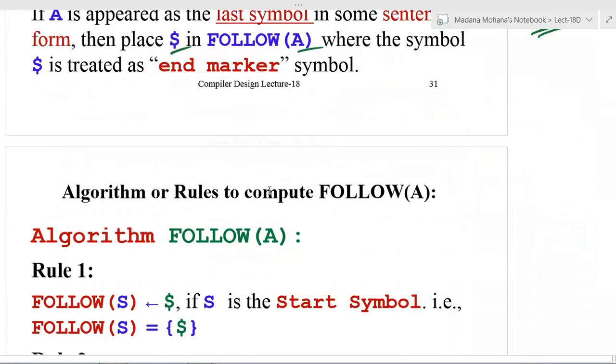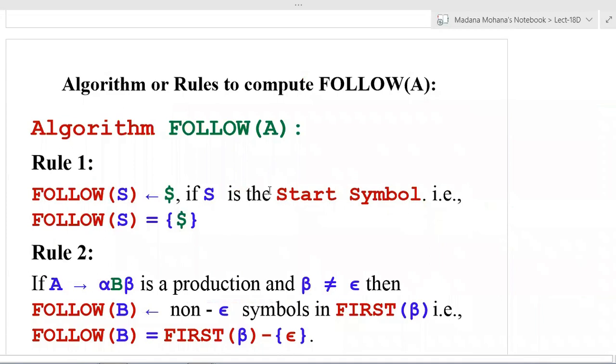Now directly here, let us see the algorithm. So this algorithm is very simple. You have only 2 rules. So if S is the starting variable in any grammar, then the follow of that starting variable equal to dollar, that is the initial step. So follow of S equal to dollar. That means if S is the start symbol, then follow of S equal to dollar. Dollar is added to follow of S only for the starting variable.